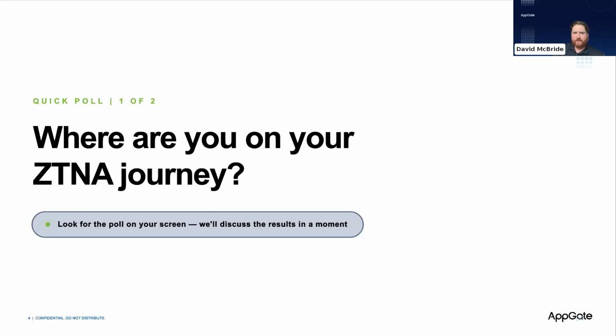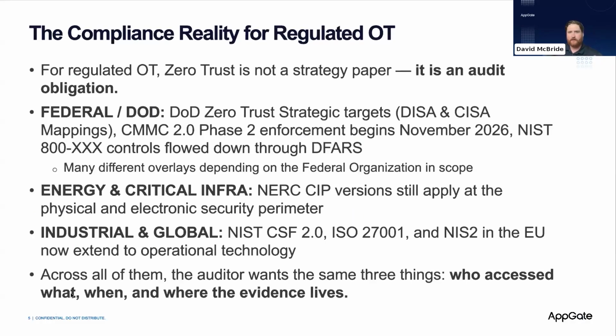Today's discussion, we're going to talk about why compliance is forcing this conversation, whether you're ready or you're not. And based on that poll, everybody's kind of scattered across. So here's the framing I want you to take away from this slide. For regulated OT, zero trust is no longer a strategy paper. It is an audit obligation. And I want to make that very clear. On the federal side, and this is my world, Walid will cover the rest, you've got the DoD or DOW zero trust strategy.